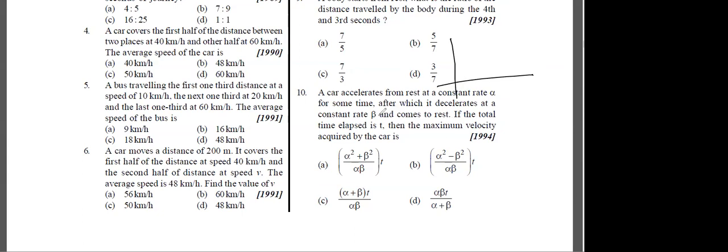Tell me, what is the problem? It accelerates from rest with constant acceleration, so this is the v-t curve. Then it decelerates and stops. This is alpha. This is beta. You have to find Vmax. Can you find Vmax? You have to find this height now.